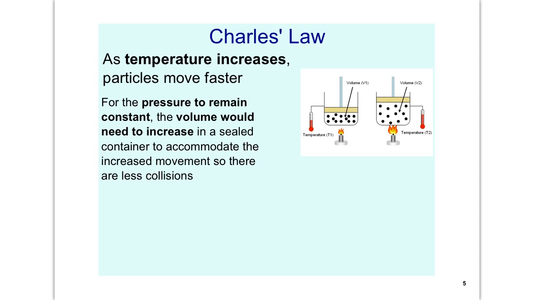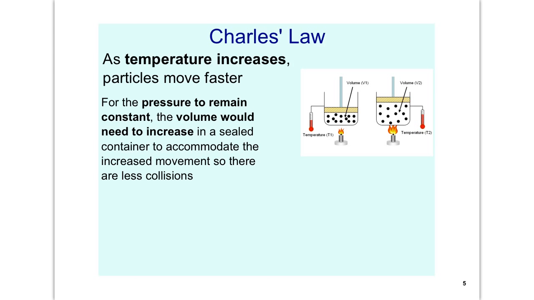Alright, so in the previous slides we learned about Boyle's law, which relates pressure and volume. Now we're going to talk about Charles' law, where he's actually going to relate temperature and volume. So remember that temperature is a measure of the kinetic energy of particles. So it's pretty much just a measurement of how particles are moving or if they're moving quicker. So what Charles determined is that for pressure to remain constant, the volume would need to increase in a sealed container to accommodate the increased movement so there are less collisions.